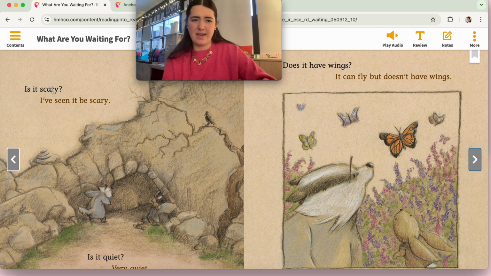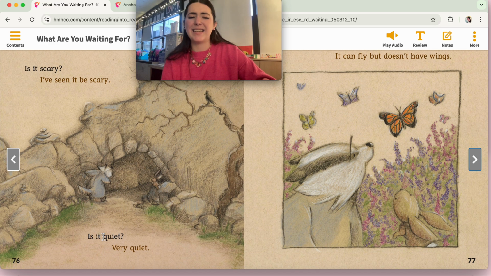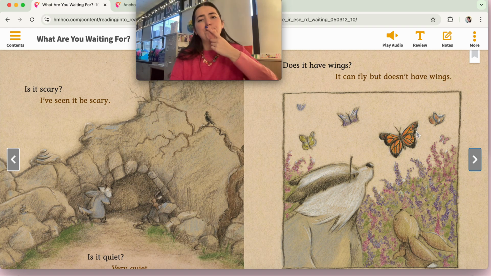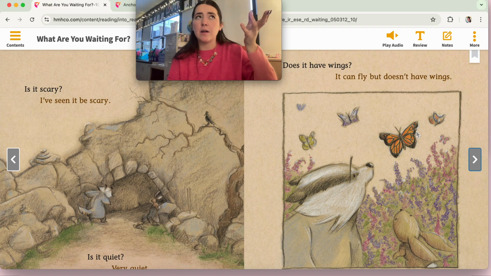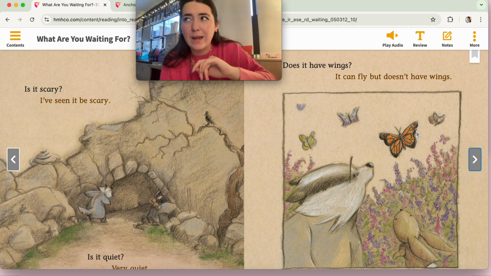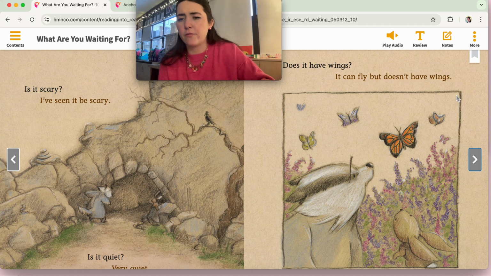Let's see. Is it scary? I've seen it be scary. Is it quiet? Very quiet. Does it have wings? It can fly, but doesn't have wings. So it can be scary. It is very quiet. And it can fly, but it doesn't have wings. That's interesting. I wonder how it would fly.